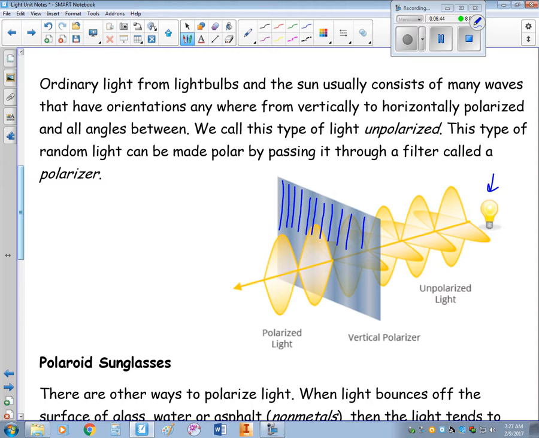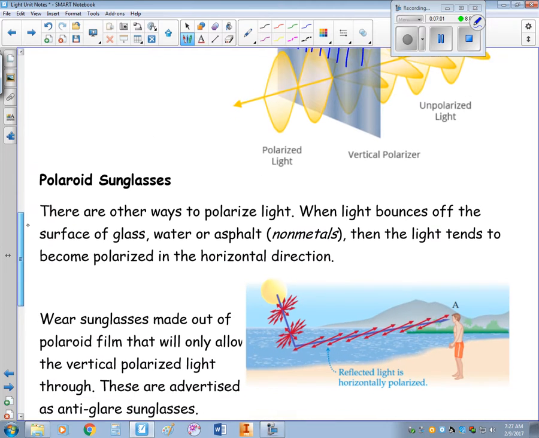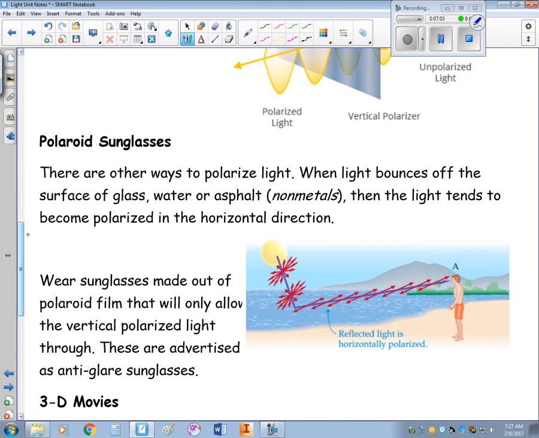So take a second, if you need to pause the video, take a look at how we go from unpolarized to polarized. We just pass it through a filter that has a bunch of slits, and the light that can fit through the slits we then say is polarized. So that brings us to something called polarized sunglasses.